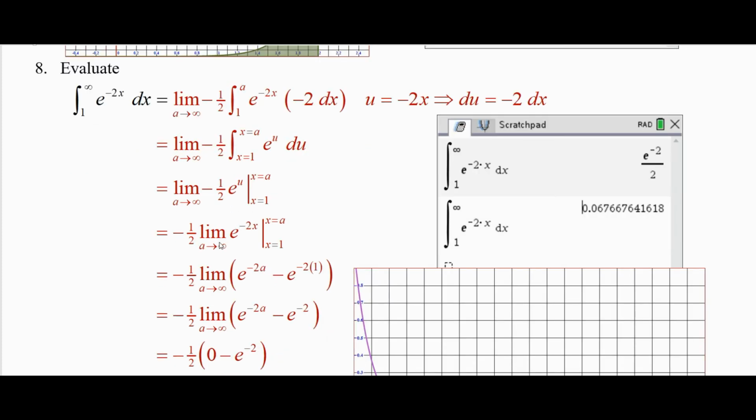Okay, let's do one more and then we'll break for a second video on these solutions. The integral from 1 to infinity of e to the negative 2x dx is an improper integral.